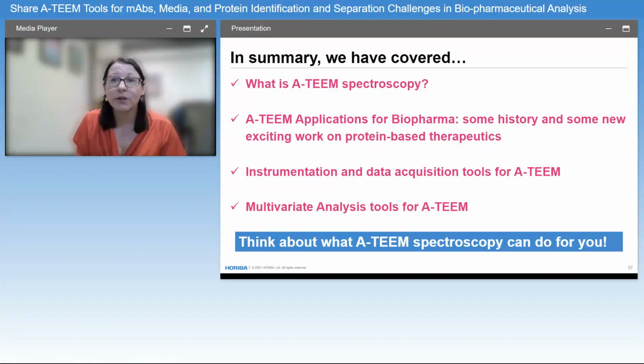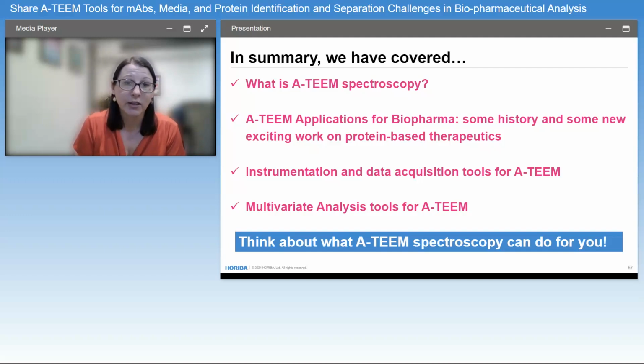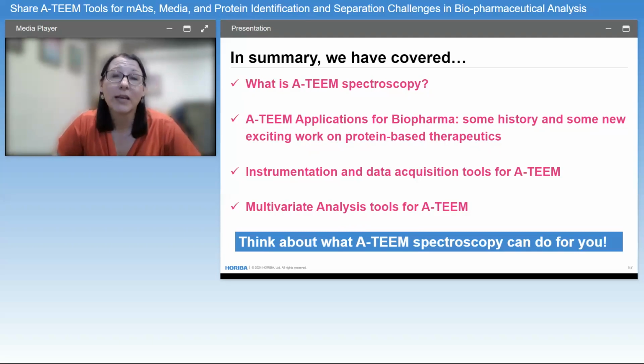And so in summary, today we've talked about the definition of A-TEEM, some useful applications in the area of biopharmaceuticals from history, and to some new exciting work that we've been doing at HORIBA, working on protein-based therapeutics and solutions. We talked about the instrumentation and the data acquisition tools available for A-TEEM, and about multivariate analysis tools for A-TEEM as well. And so I really hope that you can all take away from this thinking about what A-TEEM spectroscopy can possibly do for you in your lab and your applications as well.